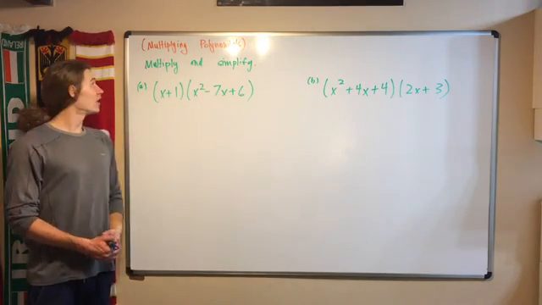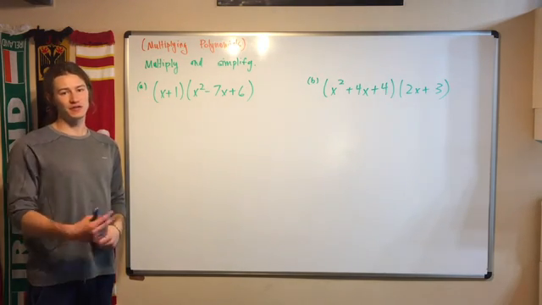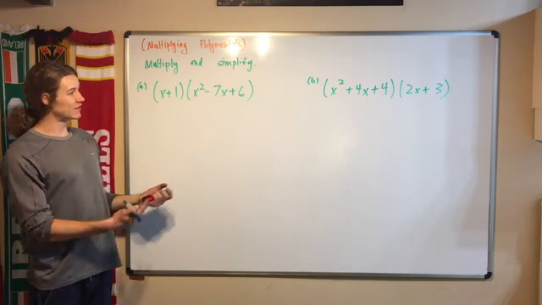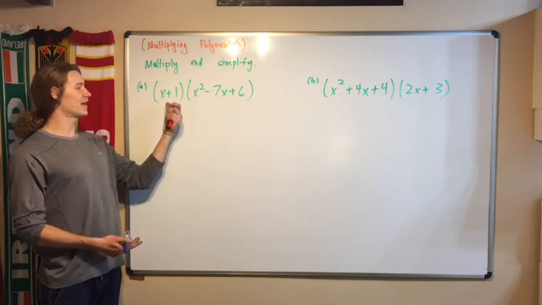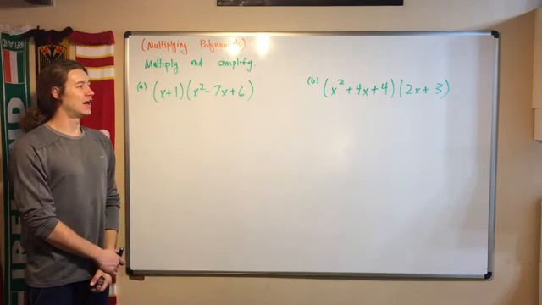The last problem I want to talk about has to do with multiplying polynomials, and in particular not multiplying two binomials or just two trinomials. Something different in this case, where in both cases we're multiplying a binomial and a trinomial in different orders.